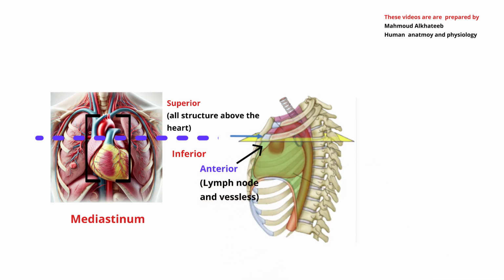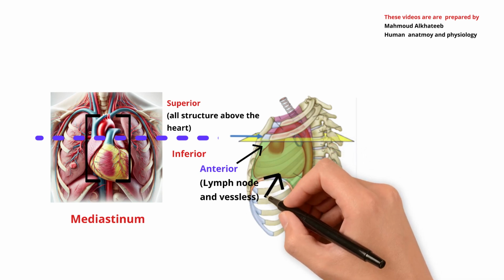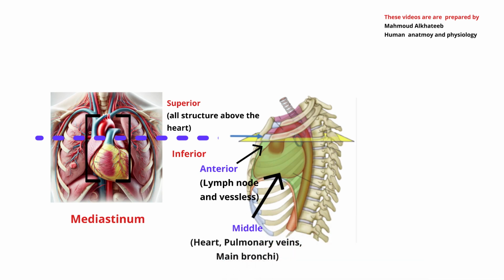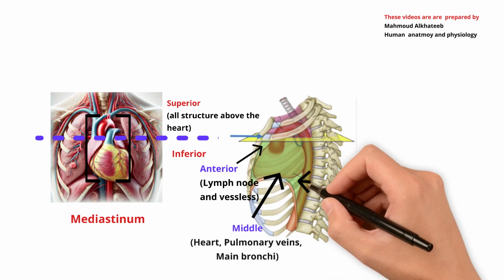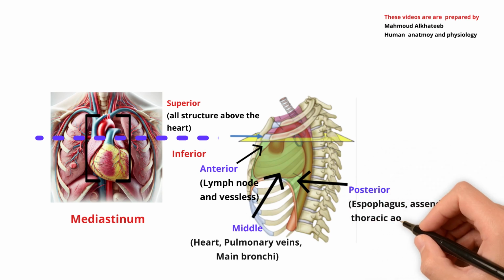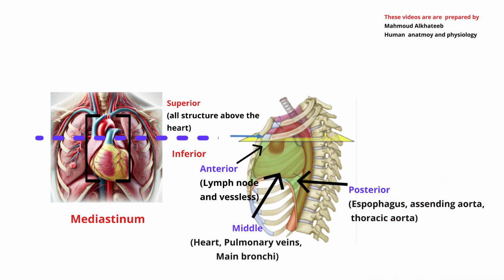The first compartment is the anterior mediastinum, which contains connective tissue, lymph nodes, and remnants of the thymus. The second part is the middle mediastinum, which houses the heart within the pericardium, ascending aorta, pulmonary trunk, and main bronchi. The third part of the inferior mediastinum is the posterior part, which includes the descending aorta, esophagus, and thoracic duct.